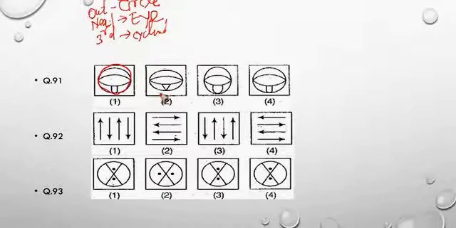Let's check in case of option 2. The outermost design is circular. The next design is an eye like shape, and the third design is not like a cylinder, but it is like a triangle. So the third shape is different in case of option 2 compared to option 1. Let's check in case of option 3. The outermost design is a circular shape.